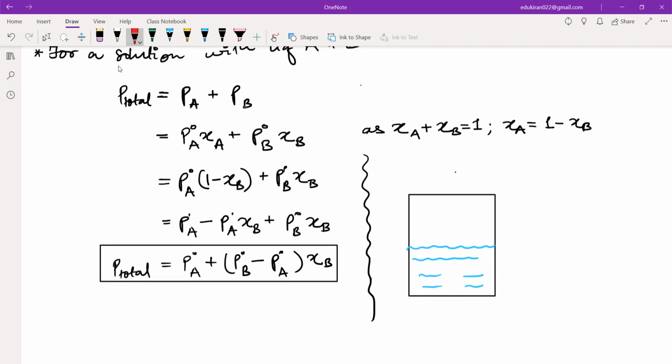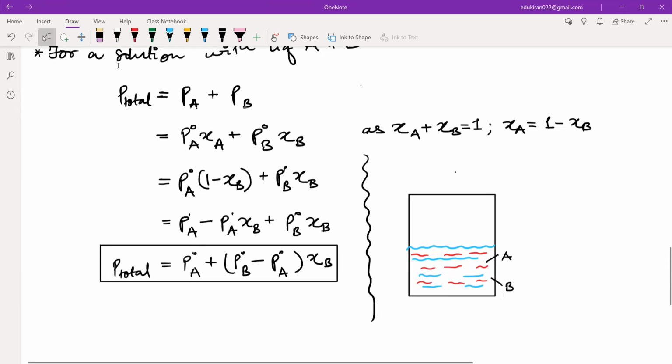Blue liquid, okay, and red liquid. That means there is liquid A, there is liquid B. Now, if you have to get the concentration of this solution, you have not made the solution. You have just been given the solution and you have been asked to get its concentration.